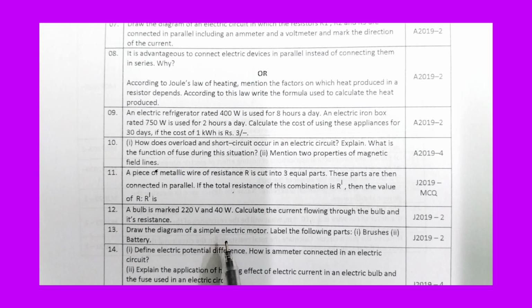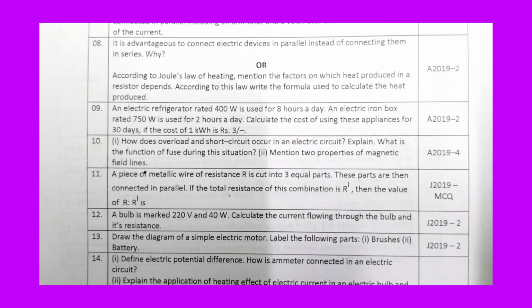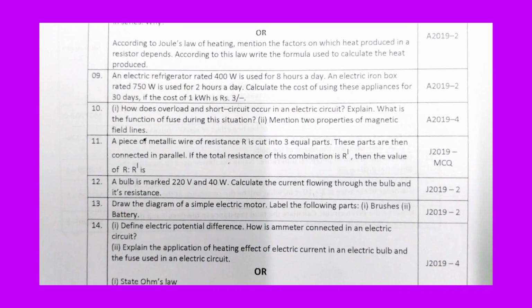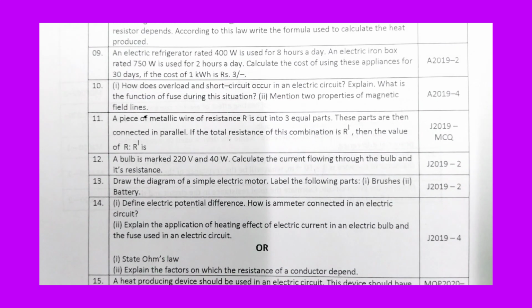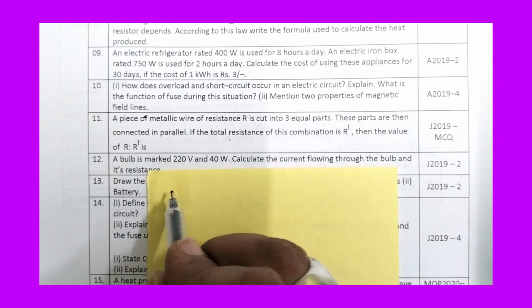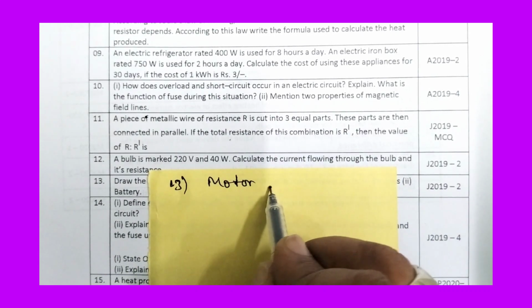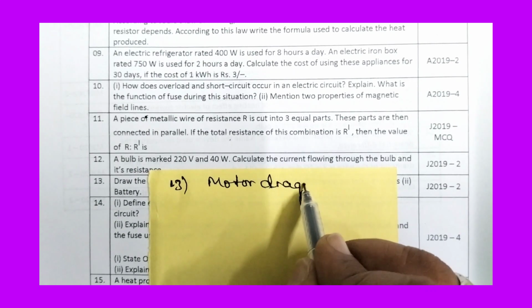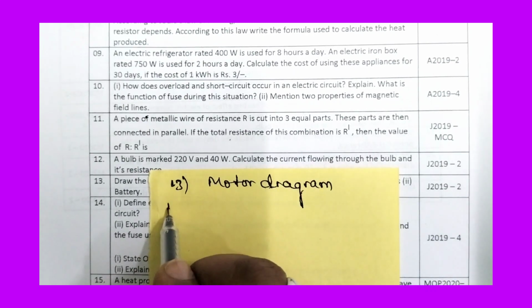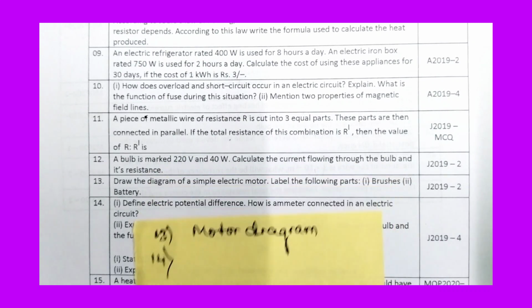Draw the diagram of a simple electric motor and label the following parts: brushes, battery. So you have to do this yourself, I will not be drawing it. So the 13th question is a diagram question. The 13th is the motor diagram. So it is a diagram, motor diagram. You write it and practice. Next I will move to the 14th question.